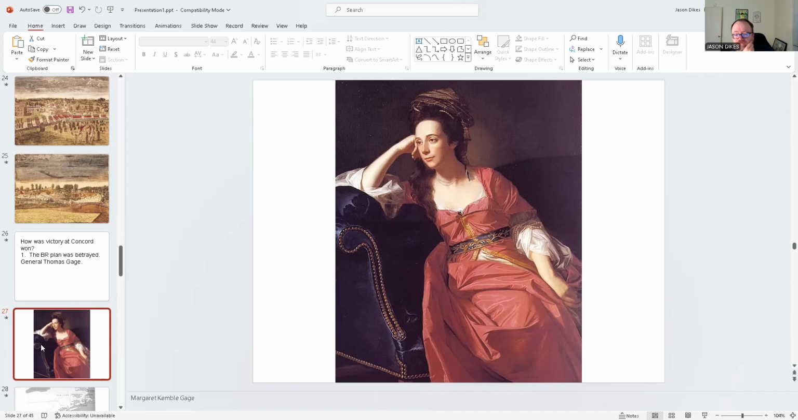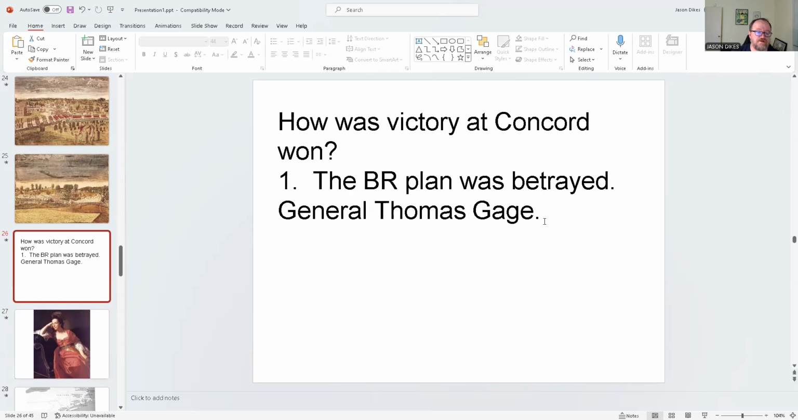Thomas Gage himself seemed to believe that his wife had betrayed him. When they went back to England the following year, he refused to live in the same house with her. He only lived another 5 or 6 years, but he refused to live in the same house with her. So there's pretty strong indications that she was the one who told the Americans.